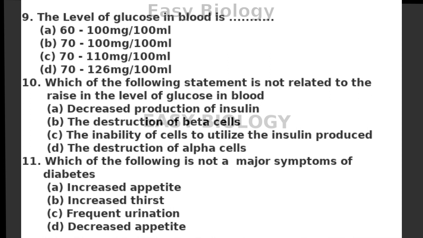This answer is wrong because alpha cells produce glucagon. The insulin is produced by the beta cells of islets of Langerhans.